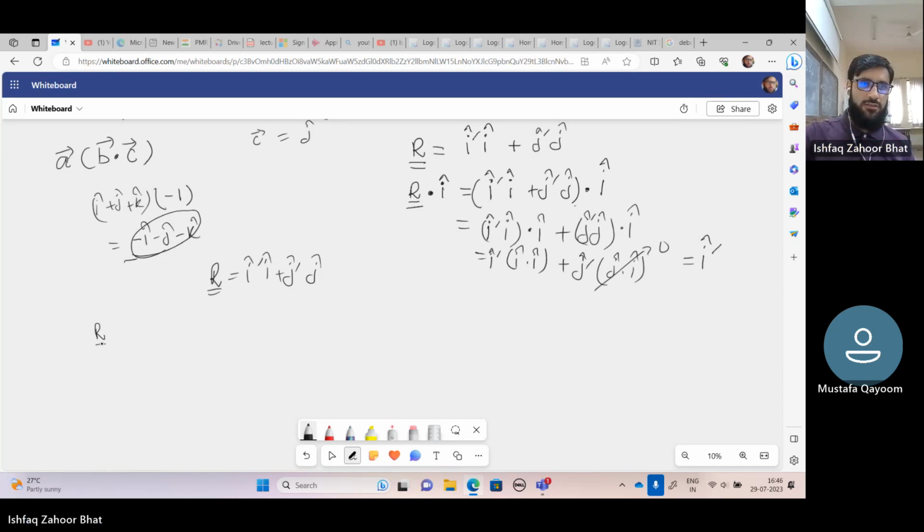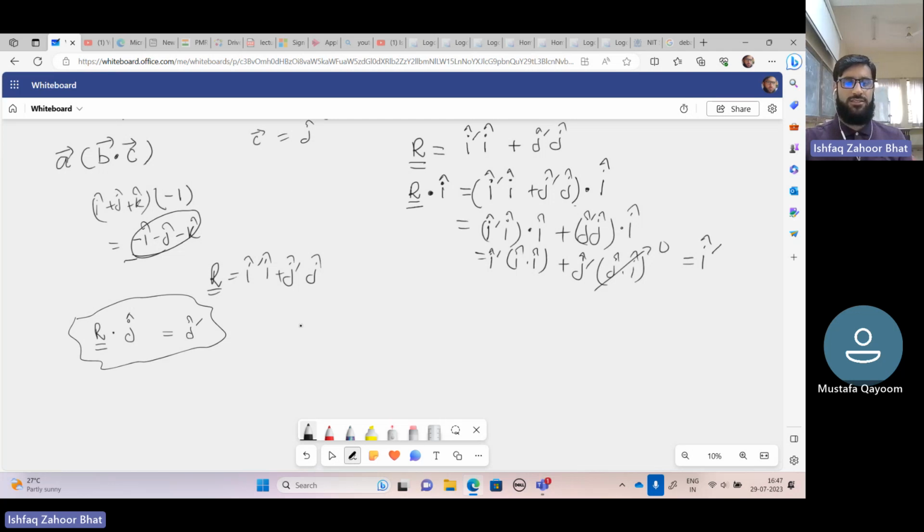I will not do it because it is in a similar fashion. So you can take R and dot it with J. What will you get? You will get J prime. You can follow the same procedure and you will see that you will get this. So you have got a nice thing. You have this R. You take the dot product with I, it gives you I dash. You take the dot product with J, you get J dash. So if you remember, this was our I and this was our J.